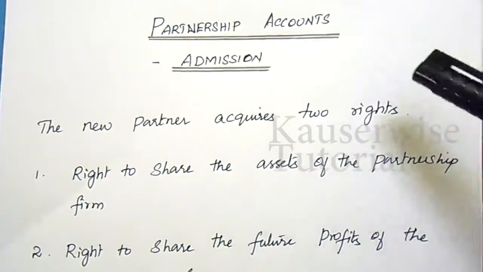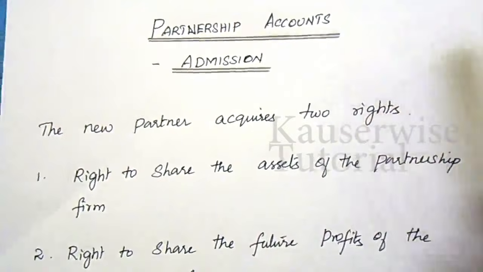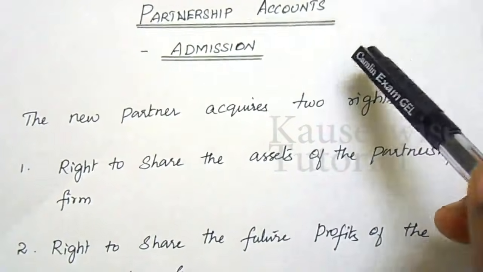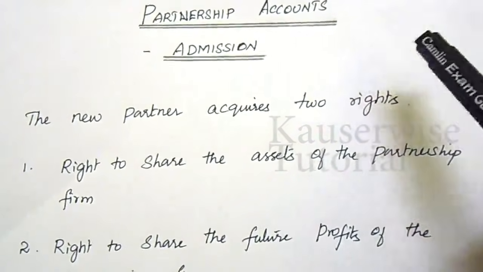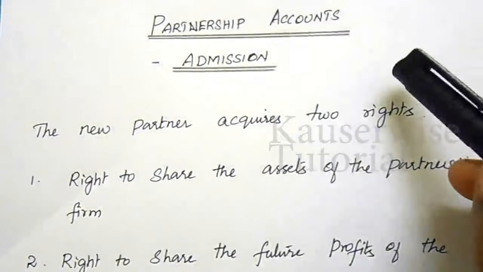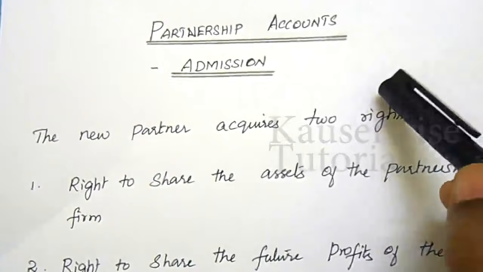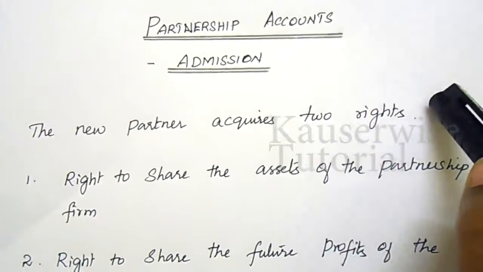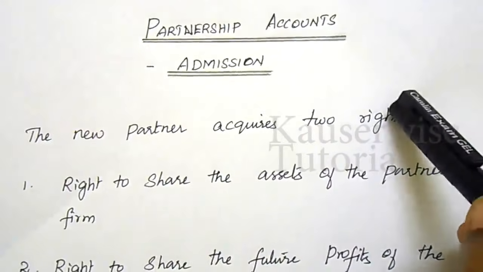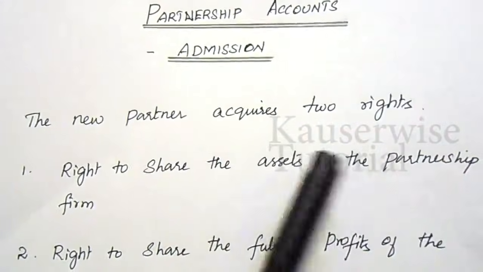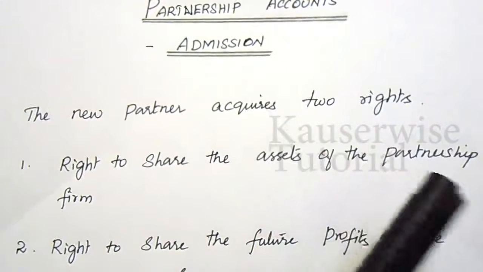In this video, we are going to see admission of a partner. Admission of a partner means a new partner entering into a partnership agreement or partnership firm. A person who is admitted to the firm is known as an incoming partner or a new partner. On the admission of a new partner, the existing partnership agreement comes to an end and a new agreement comes into effect.